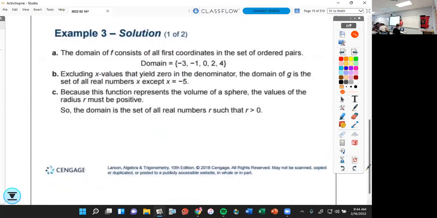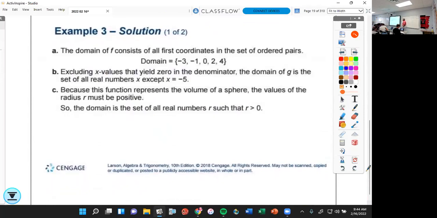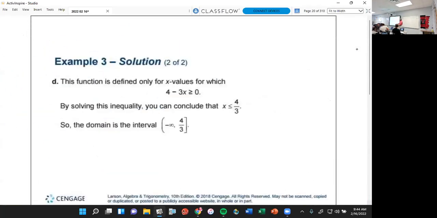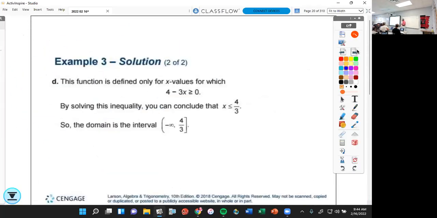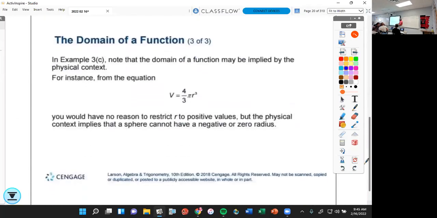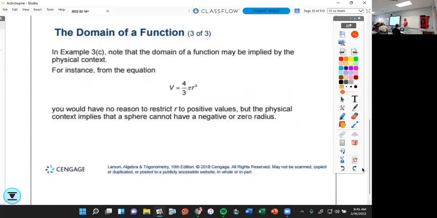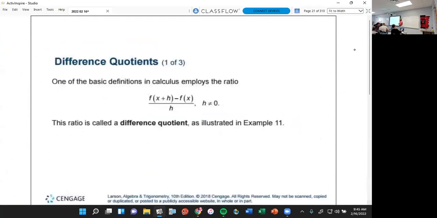Here are the solutions. Domain, that's what we got. Part B, yeah, that's what we got. Part C, we're talking about a sphere, R has to be positive. That's what we got, next page. Part D, yeah. We talked about this already. 3C was talking about the sphere. Obviously, you can't have a sphere with no radius, and a sphere can't be negative. So apply common sense sometimes. Hopefully all the time.